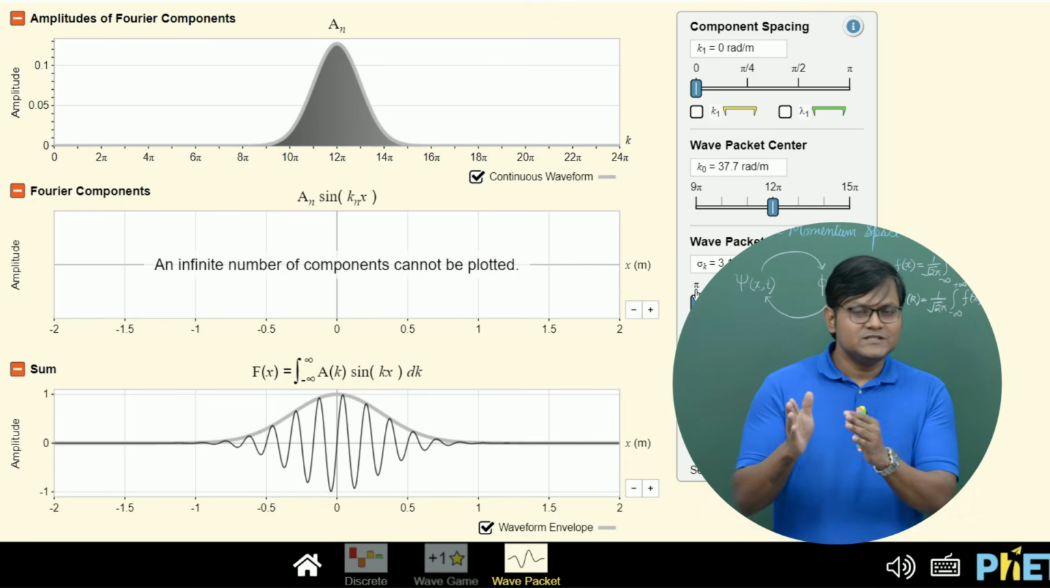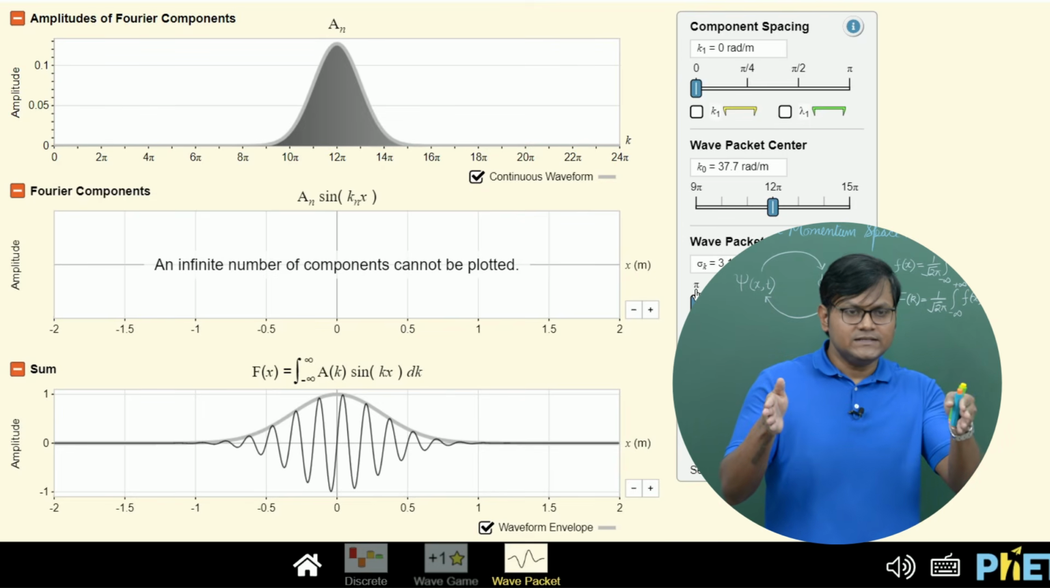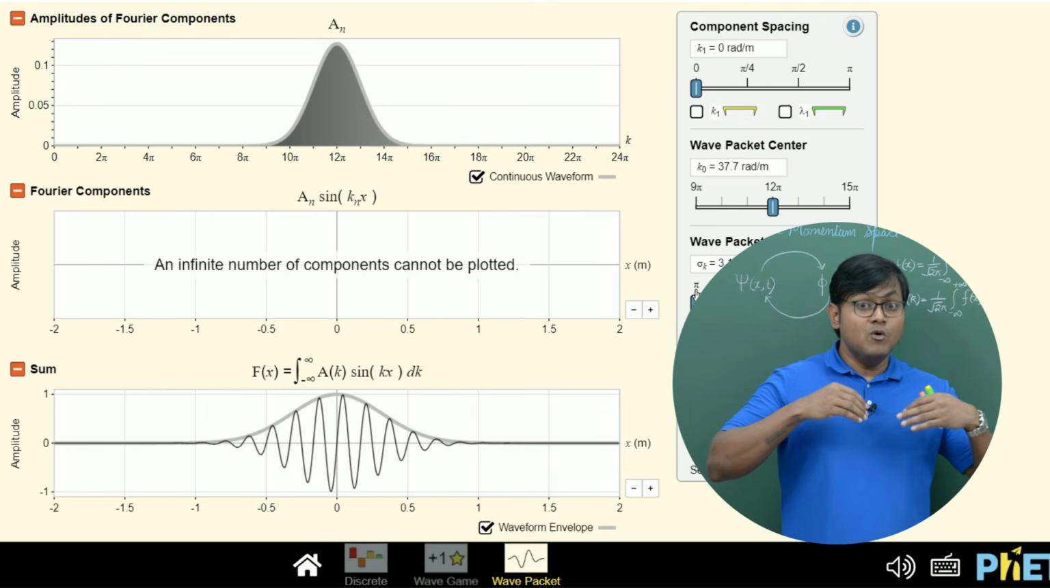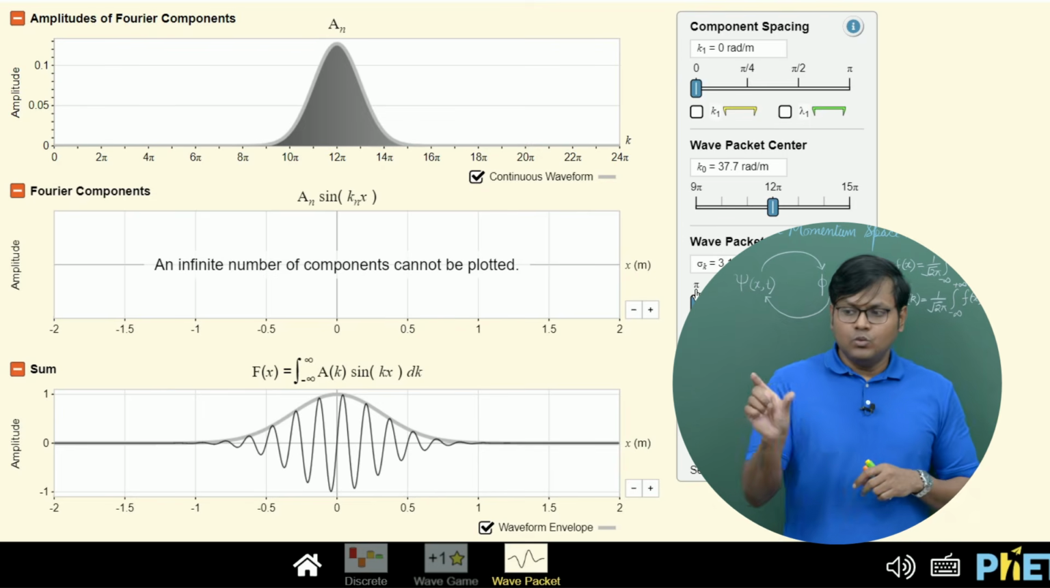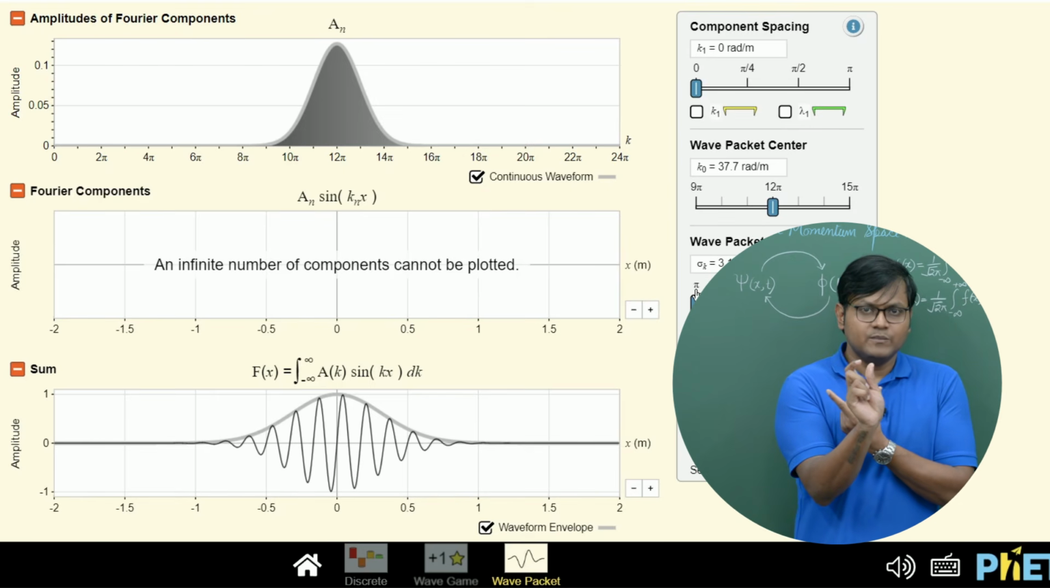You know, the uncertainty principle says that the uncertainty in the position of the particle in quantum mechanics is inversely correlated to the uncertainty in the momentum of the particle. So the width of these wave packets are associated with the accuracy with which we can figure out the momenta or the position of the particle.